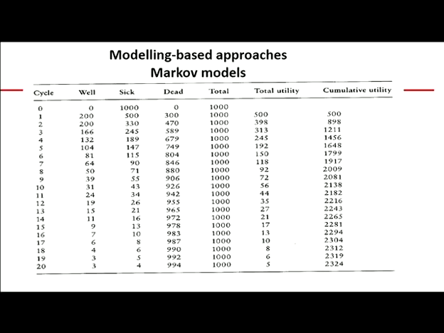Okay? This is an example that you will find in one of the textbooks. It's a 20-cycle model in which you have a cohort of patients that all start well in the initial period, and then in the following period, 200 remain well, 500 become sick, and 300 are dead. So you can see what's the progression of patients in this specific model.